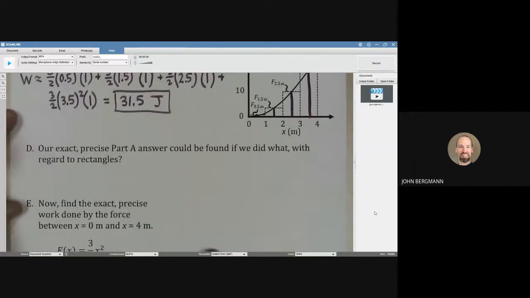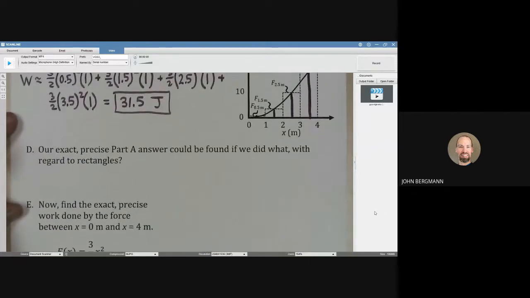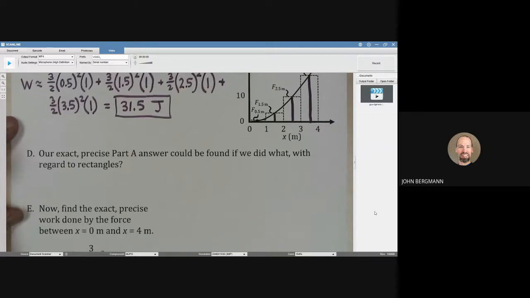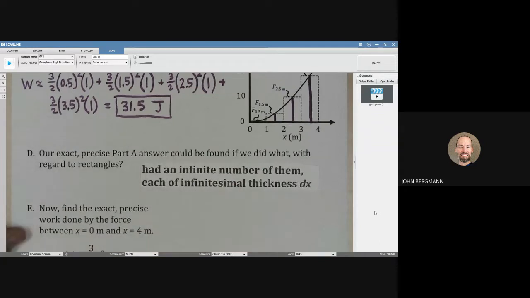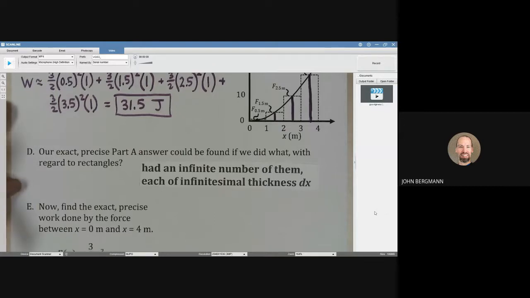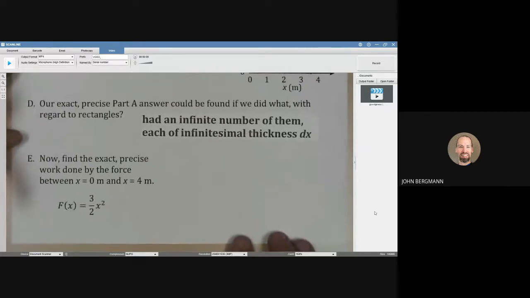Letter D. Our exact, precise Part A answer could be found if we did what with regard to these rectangles? If we had an infinite number of rectangles and each of them had an infinitesimal thickness of dx, that would give us the exact amount of work that's done. Now, how do we do that? We integrate, don't we? So let's go ahead and do that. That's what we're going to do here in Part E.